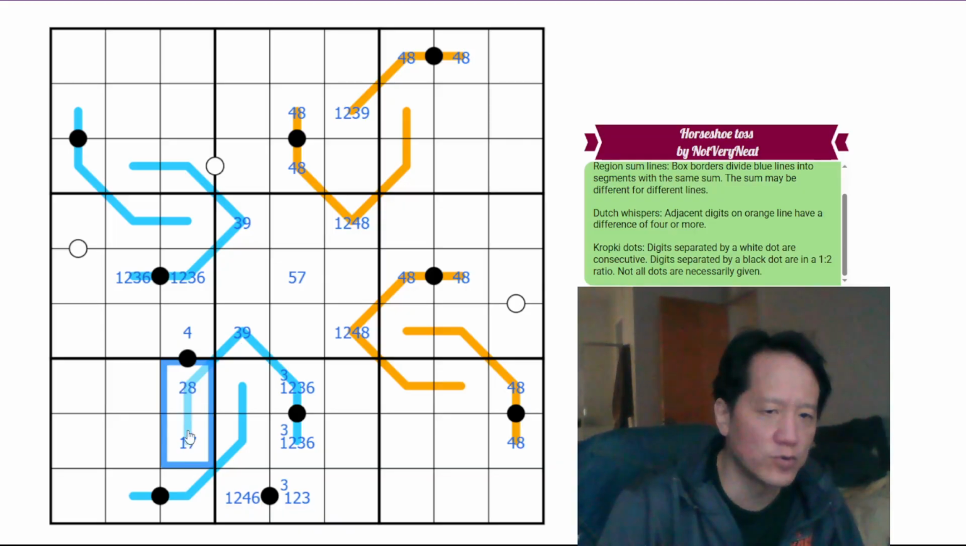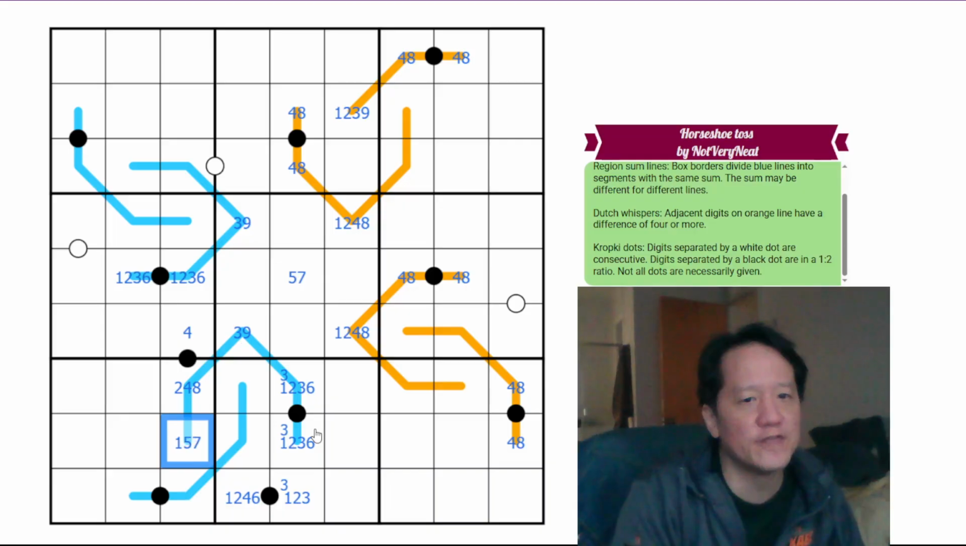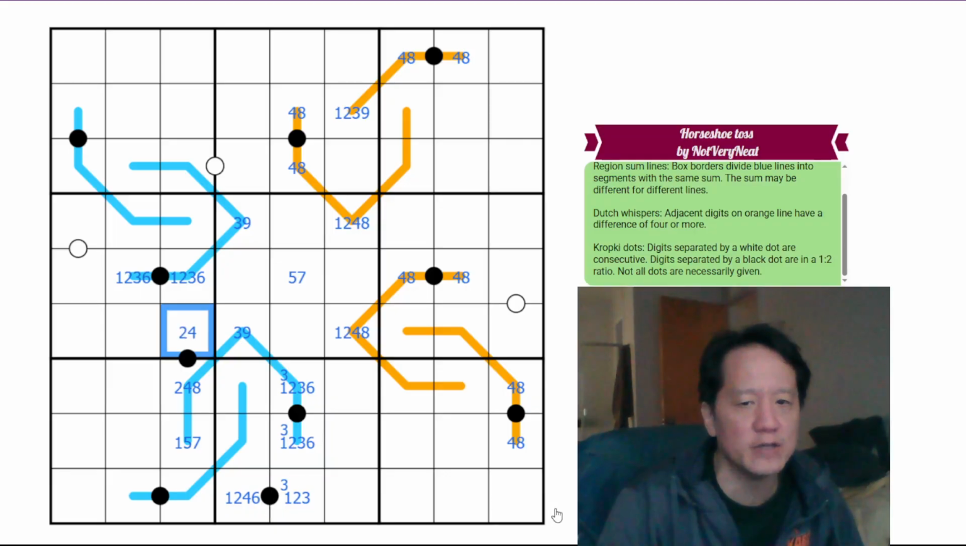2 and 7 works. 3 and 6 does not work here, because if this were 3, that could only be in a 1 to 2 ratio with 6, which would be here. If this is 6, that would force that to be 3, which would have to be here to add up to 9. So that's not possible. Or this has to be 4 and 5 adding up to 9. With 4 being there and this being 2, it cannot be 2, it would be 8. Interesting. So one of these is guaranteed to be 4.